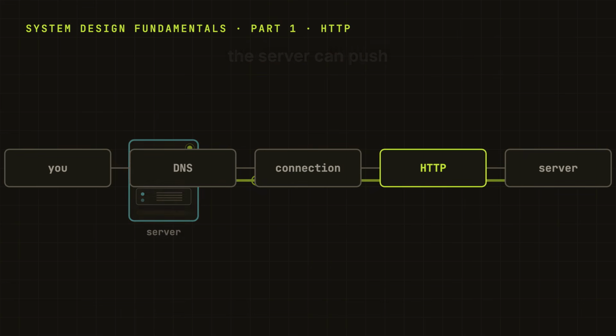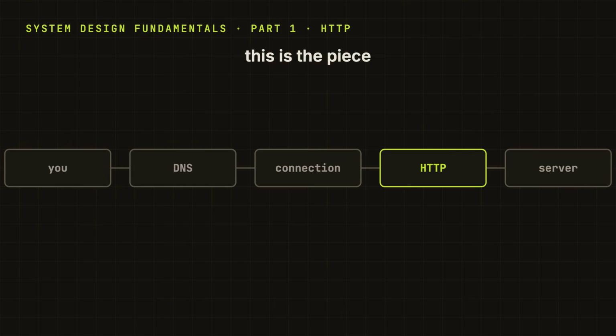So, HTTP is how your browser and the server actually talk. In our store, this is the request that went out asking for the product page. Now, that request has arrived at the server. So, what is a server and what does it do with your request? That is next.